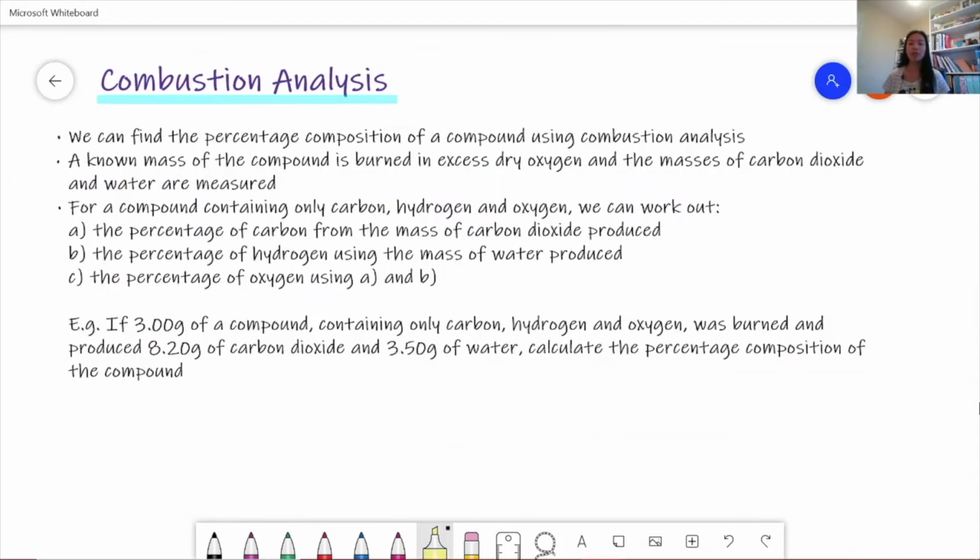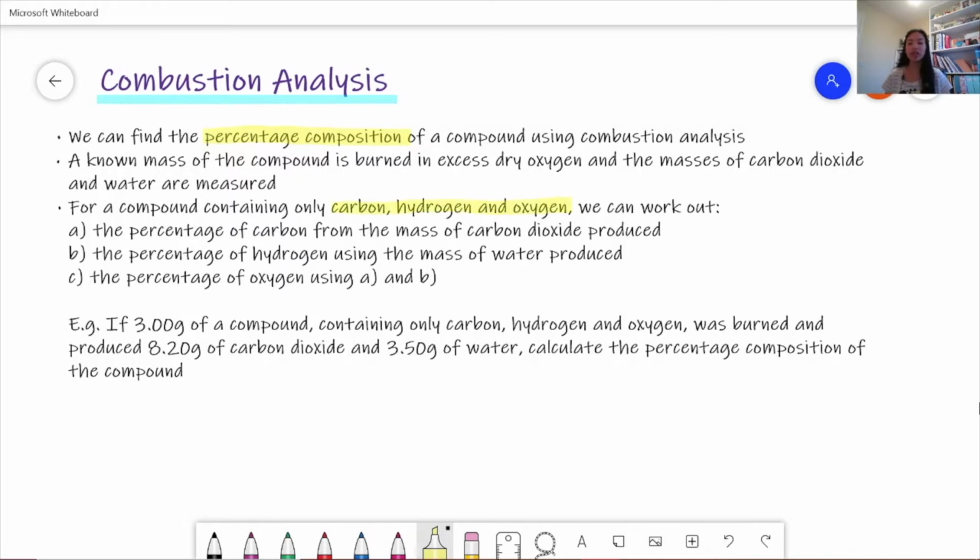Now we're going to look at combustion analysis. We can find the percentage composition of a compound using combustion analysis. What we have is a known mass of a compound which is burned in an excess of dry oxygen, and we also have the masses of carbon dioxide produced and water produced. For a compound containing only carbon, hydrogen and oxygen, we can work out three things.